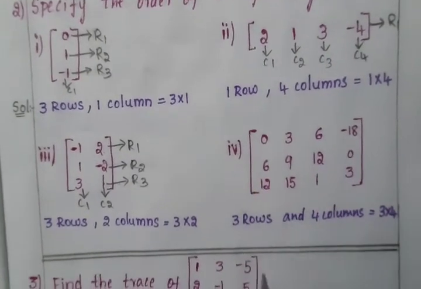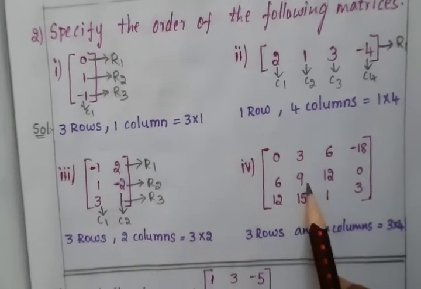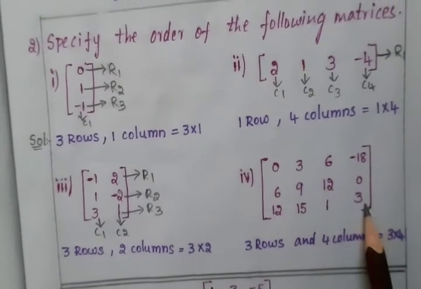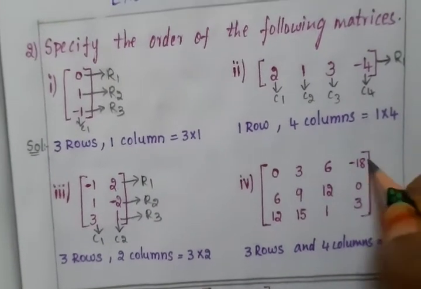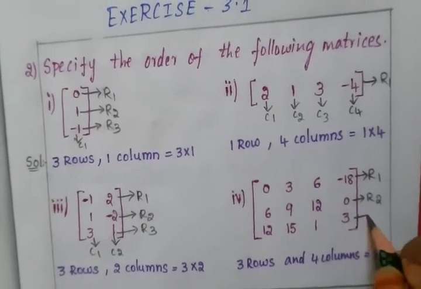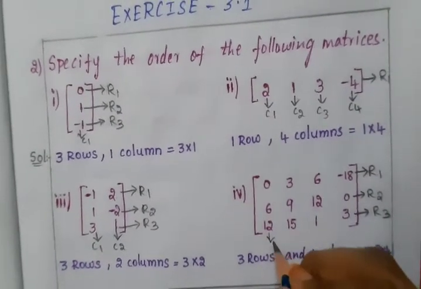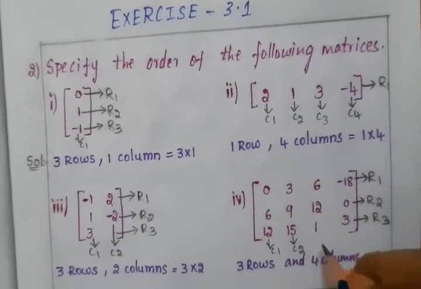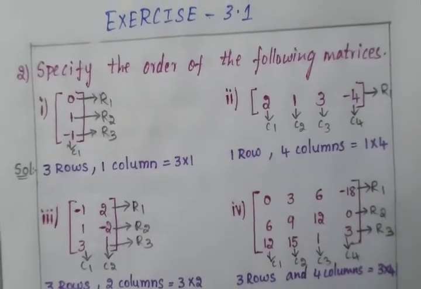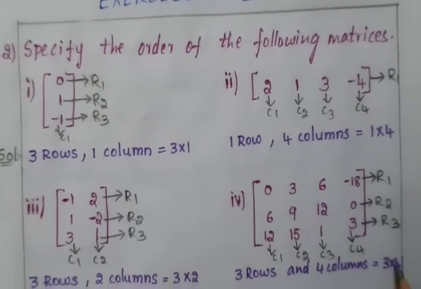Fourth sub-question. 0, 3, 6, minus 18, 6, 9, 12, 0, 12, 15, 1, 3. How many rows it has? Row 1, row 2, row 3. It has 3 rows. How many columns? C1, C2, C3, C4. 3 rows and 4 columns it has equal to 3 by 4.